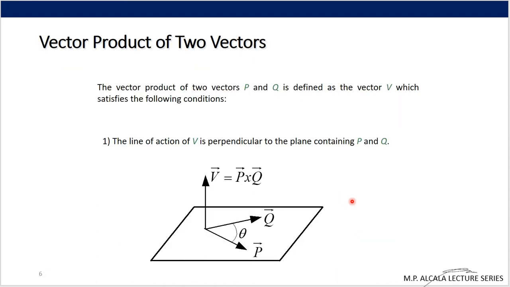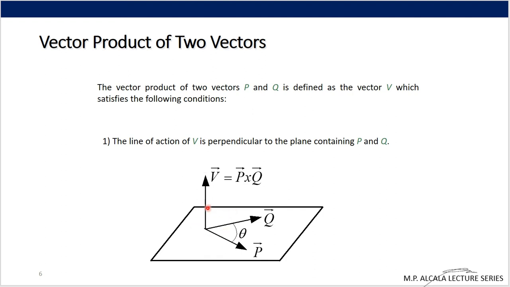Okay, now let's just recall the vector product of two vectors. Basically, it's just the cross product. In this case, we use the right hand rule, wherein the vector P multiplied by vector Q with an identified angle of inclination theta is simply PQ sine theta. Okay, the magnitude of V.